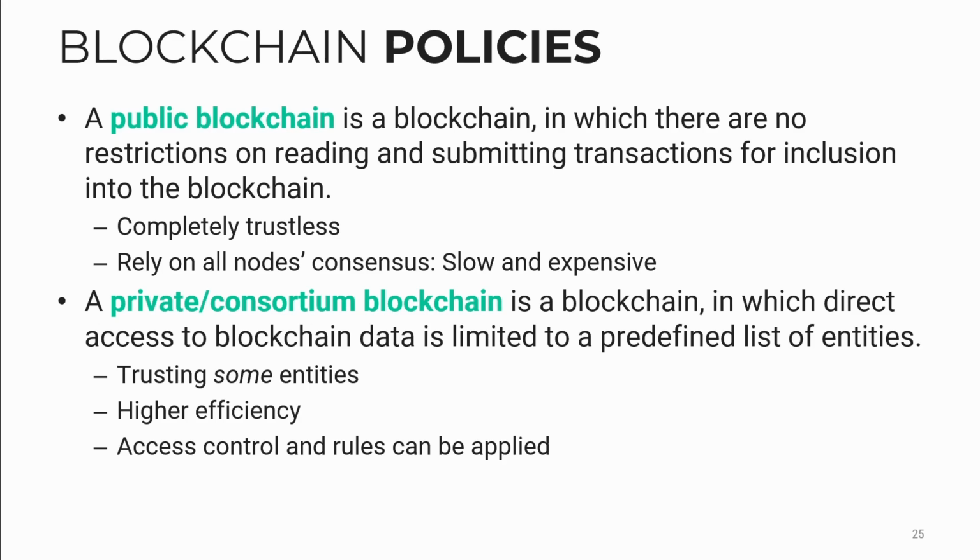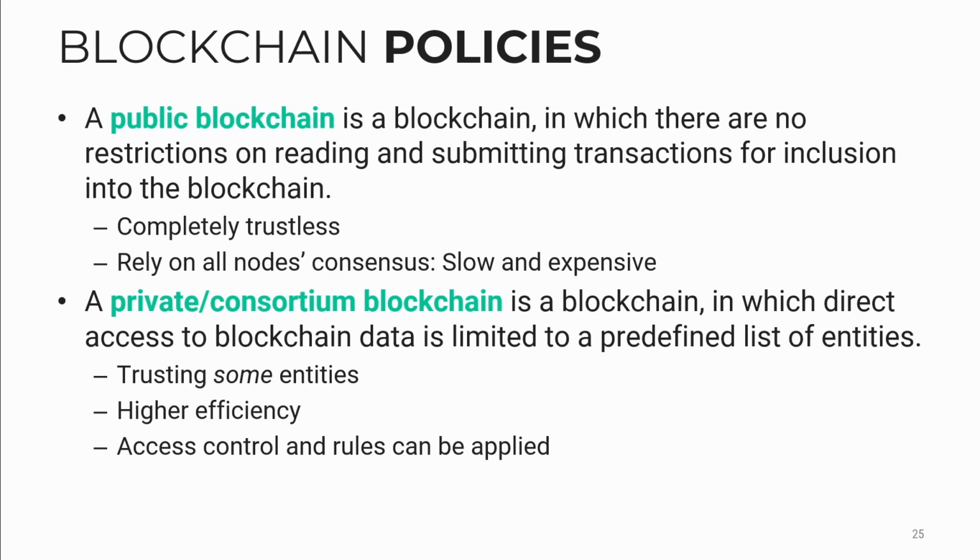What if you want to keep your transaction secret? You don't even want to show your public key. You could do that as well using what we call a private or consortium blockchain. This is a blockchain where you restrict who can access your data. You trust some entities to manage the blockchain for you. Other parties outside of this trusted circle cannot access the chain.